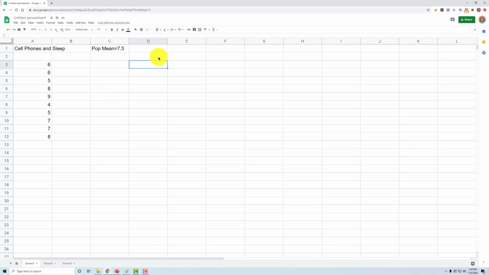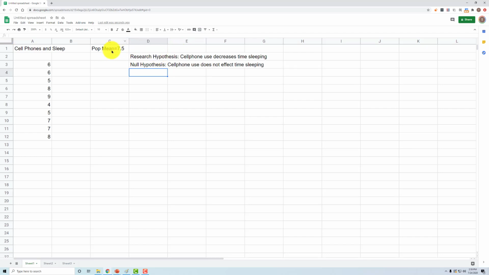So we can start with step 1, which is going to be our research hypothesis. And this says that cell phone use decreases time sleeping. Our null hypothesis says that cell phone use does not affect time sleeping. Okay. So now for step 2, we have to calculate our comparison distribution.